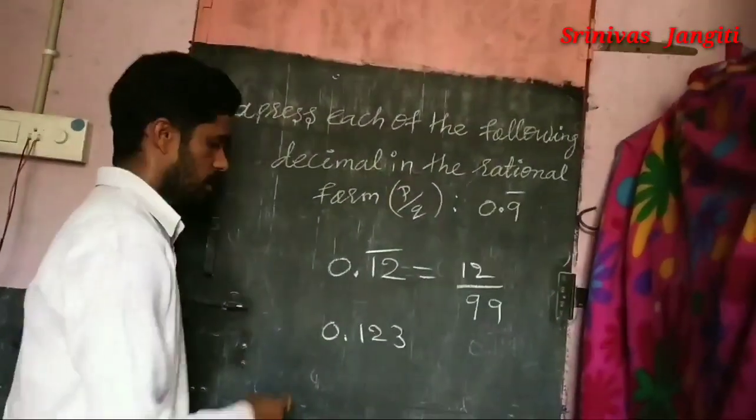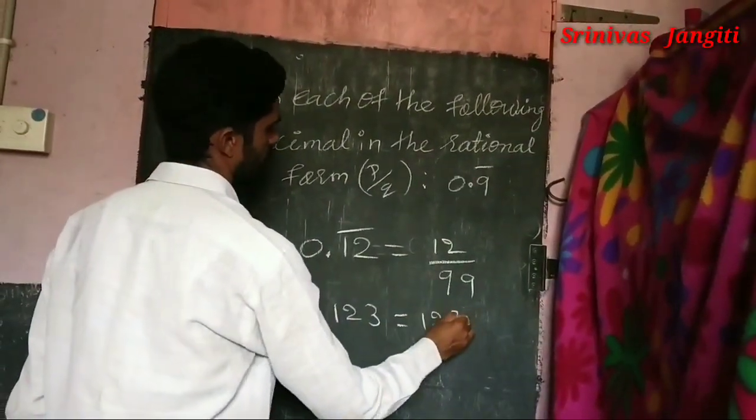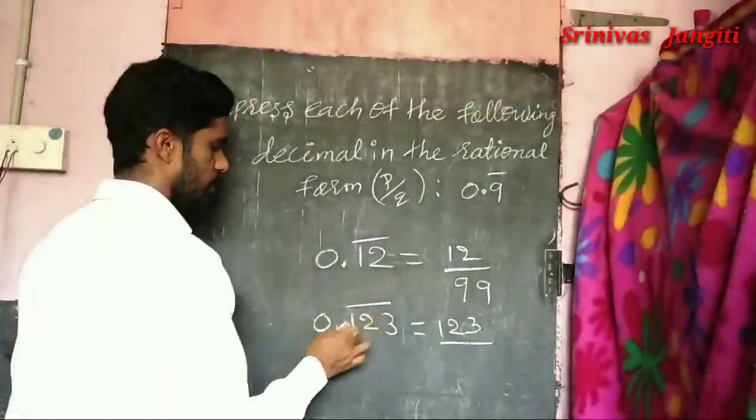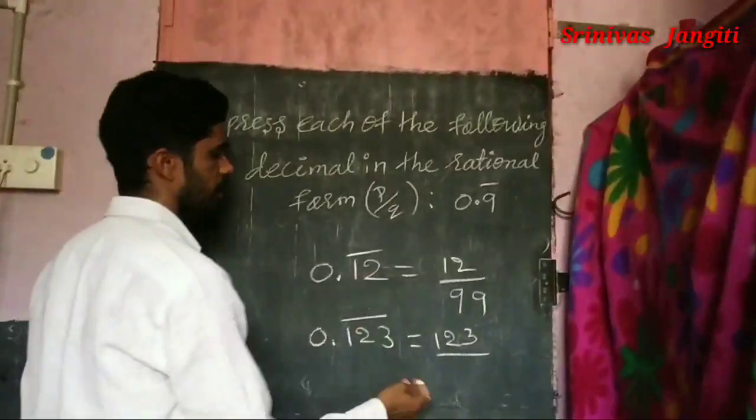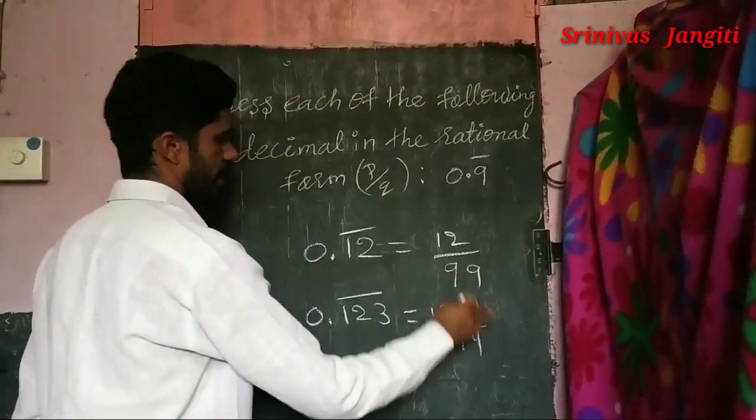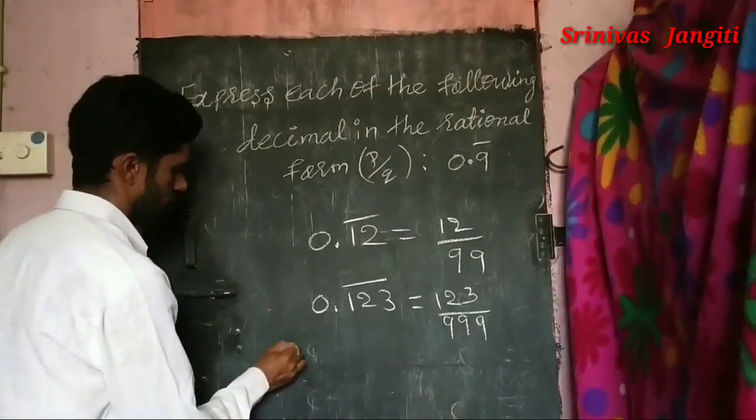And suppose 0.123 bar is given. Then what is that? It is nothing. 123 by how many digits have the bar? First 1, 2, 3. 3 digits have the bar. Then 3 nines. 123 by 999. Simple.